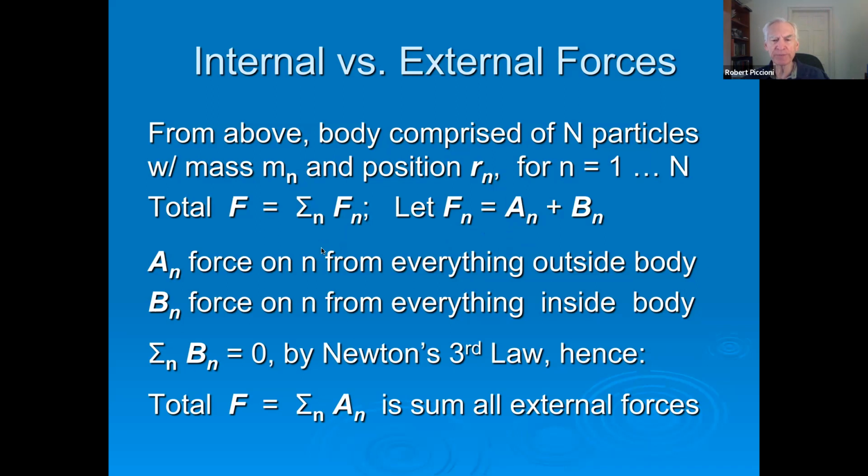So we can take the sum of all of the forces, and the sum of F will be the sum of A plus the sum of B. And by Newton's third law, the sum of all the B's has to be 0, because for every force from particle X acting on particle Y, there has to be an equal and opposite force from particle Y acting on particle X. So all of the internal forces have to cancel out, and we can ignore them, which is great because otherwise life would be way too complicated. And therefore, the total force on the body is simply the sum of all of the external forces on each of its particles.